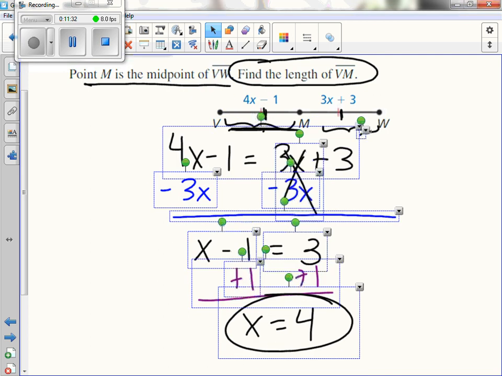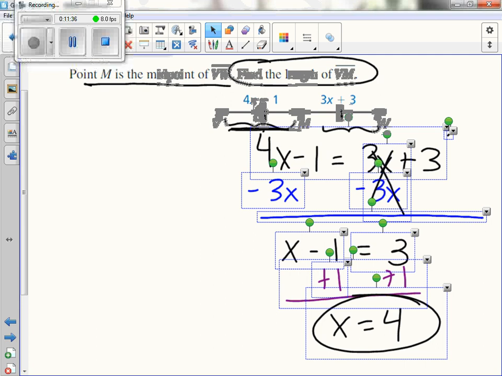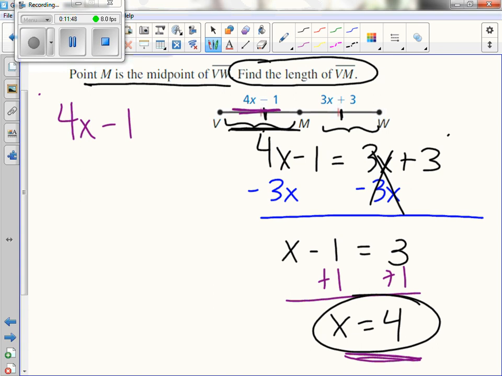Now I'm going to move all this over here so I have a little bit more space to work. So we found the value of x. Now all we need to do is take that value of x, that is 4, and plug it back into this here, 4x minus 1. So we'll have 4 times 4 minus 1. Well, 4 times 4 is 16. 16 minus 1 is 15.